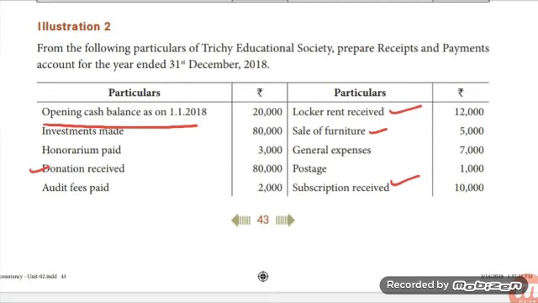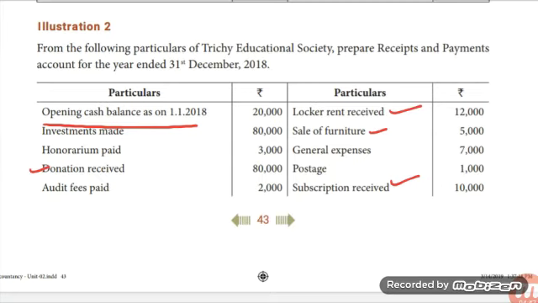Only the cash balance given. So, enter as to balance brought down. Amount 20,000. Then, all receipts on the debit side. What are the receipts? Donation received. Enter as to donation received, to local rent received, to sale of furniture, to subscription received. Okay, now we entered all receipts on the debit side.